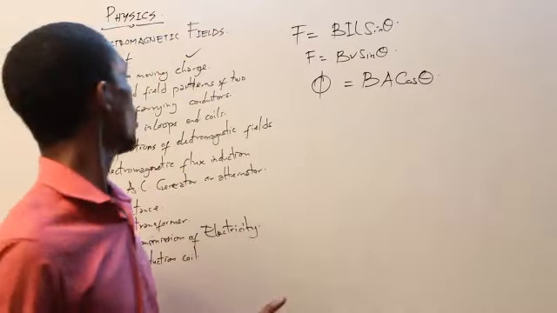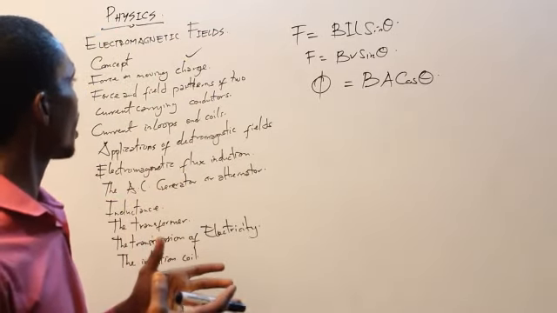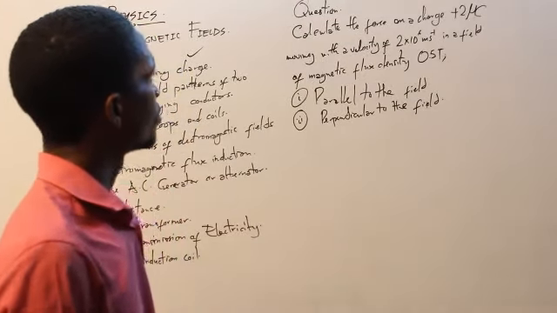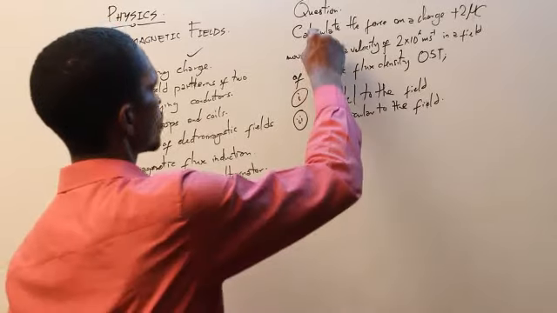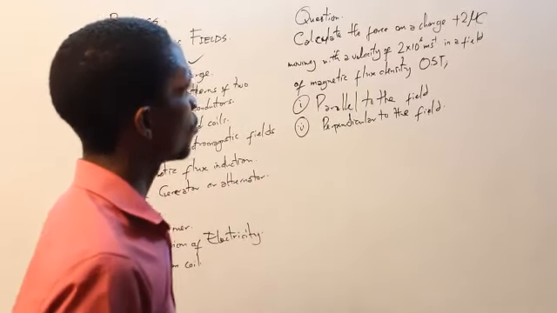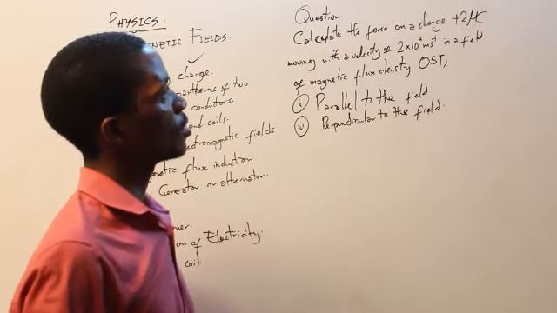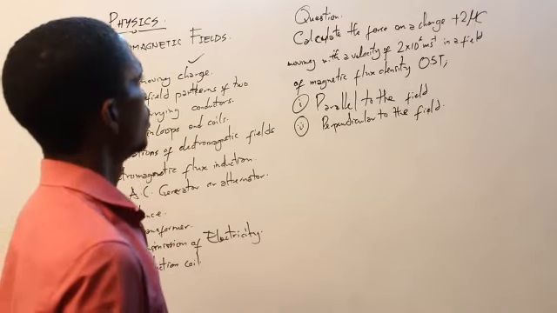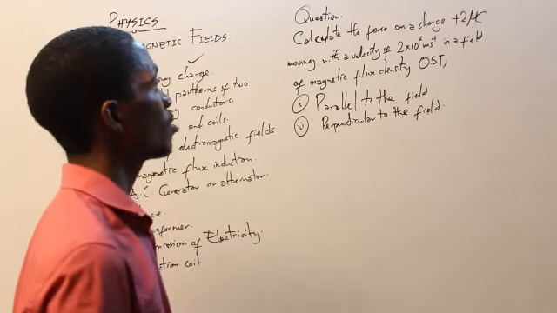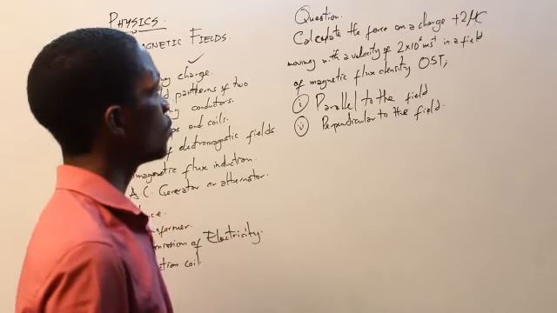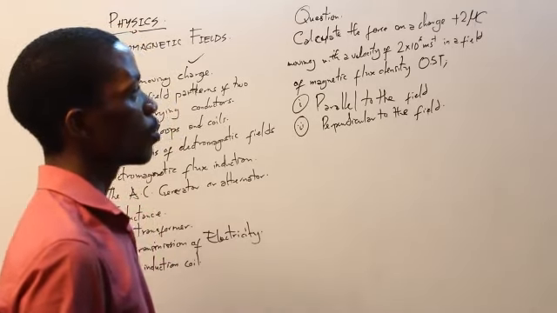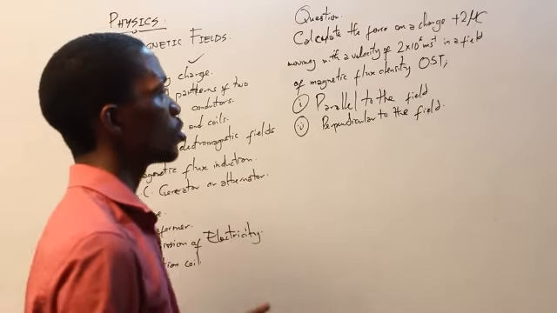So how do we apply this in circuits? Let's take this question as an example. The question says calculate the force on a charge. The charge is 2 microcoulombs moving with a velocity of 2 times 10 raised to the power 6 meters per second in a field of magnetic flux density 0.5 teslas parallel to the field.